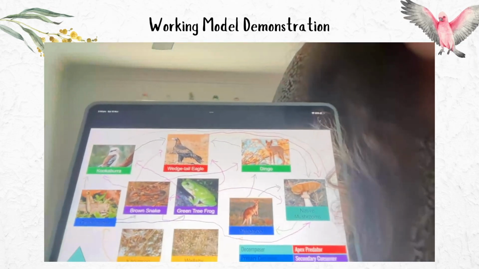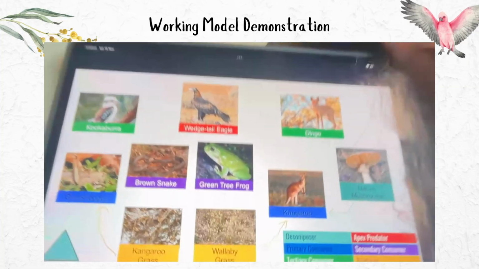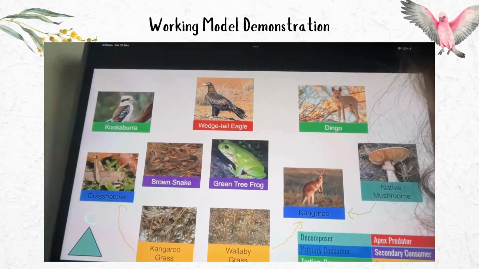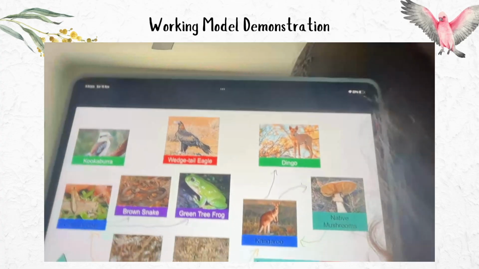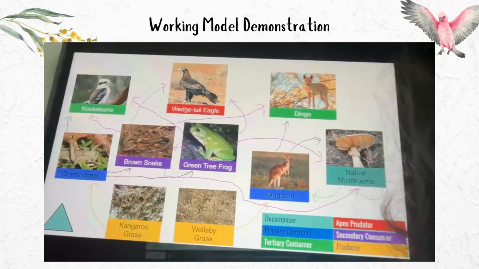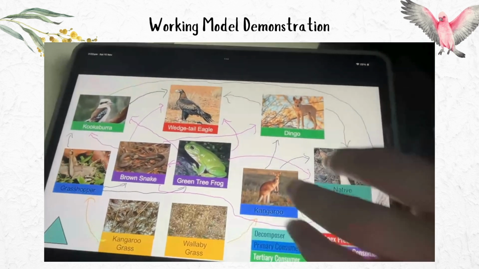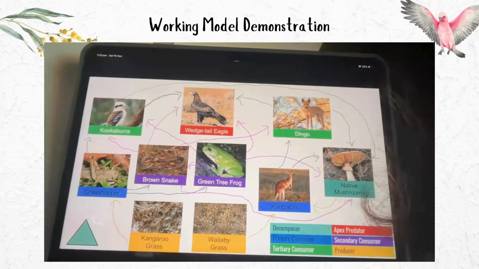Now to start ourselves off, we will swipe through and we can see that there are only arrows down the bottom that demonstrate the flow of energy from the producer to the primary consumers. Next, we have from the primary consumers to the secondary consumers, from the secondary consumers to the tertiary consumers, and then up to our tertiary consumers to our apex predator, the wedge-tailed eagle.